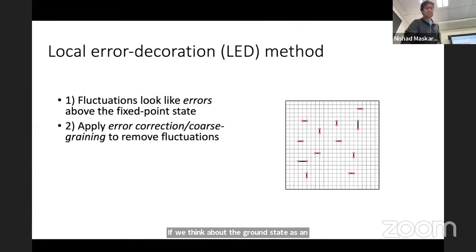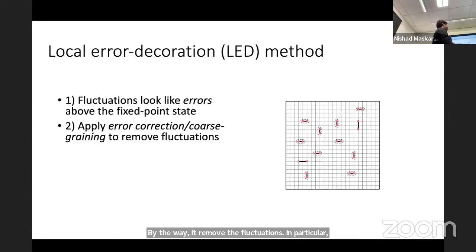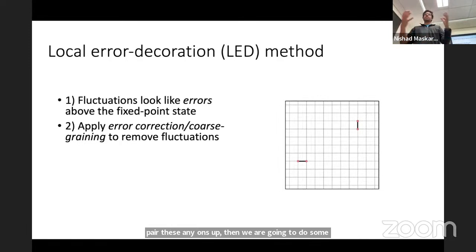And because they look like errors, we can apply some simple local error correction as a way of removing these fluctuations. In particular, we can just look at anyons and say, if there's two anyons that are next to each other, just pair them up. It's a little bit like minimum weight perfect matching, if you know a little bit about error correction. However, we're only going to pair up nearest neighbor anyons, not any anyons that are farther away. Then once we pair these anyons up, we are going to do some coarse graining, kind of like an RG. We're going to take our lattice and split it in half to get a larger lattice. And then we will repeat the procedure.